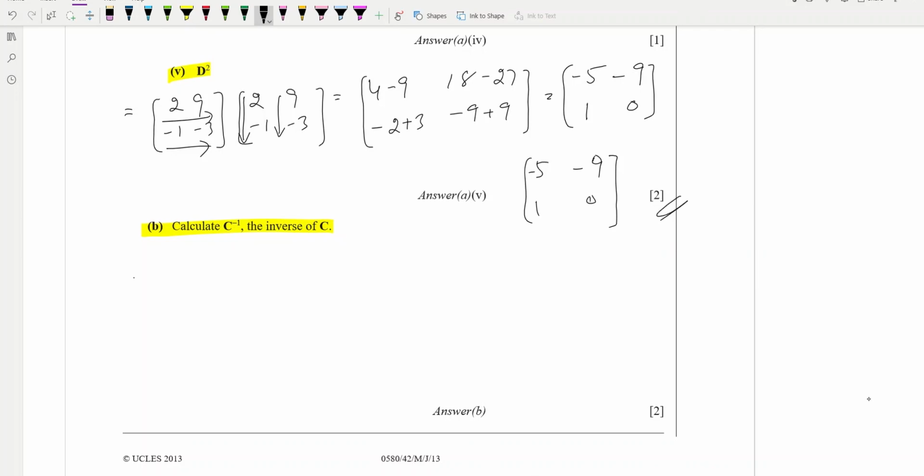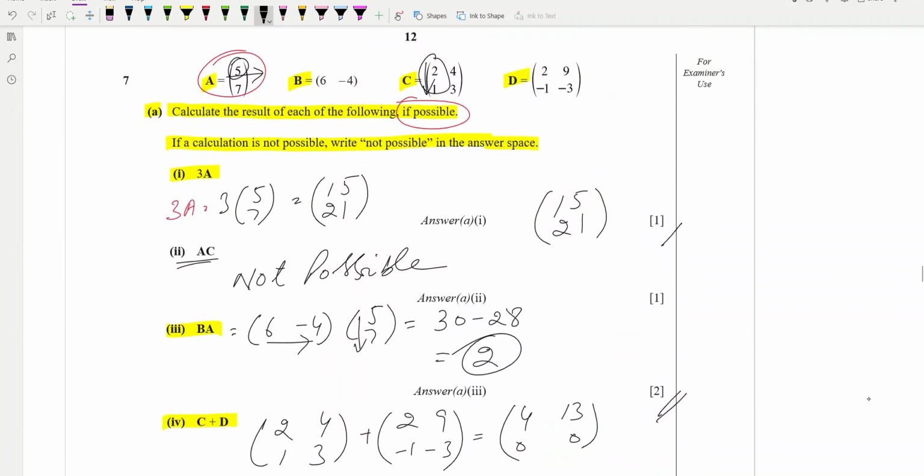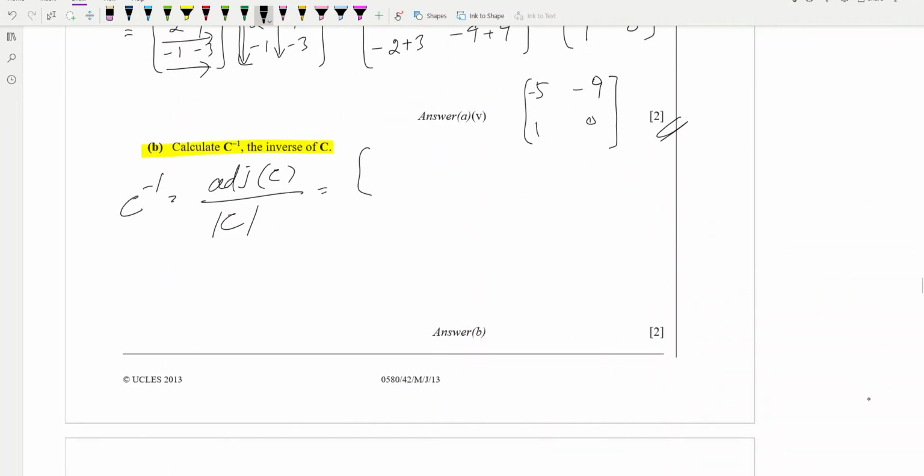So what is the inverse? C inverse will be equal to adjoint of C over C mod. So for the adjoint of C, we will be changing the location. And what is C? If we check, C is 2413. So the 2 and 3 locations will be changed, and the sign for these two will be changed. This will be adjoint of C over C mod. This is basically our C, if I write it for you.